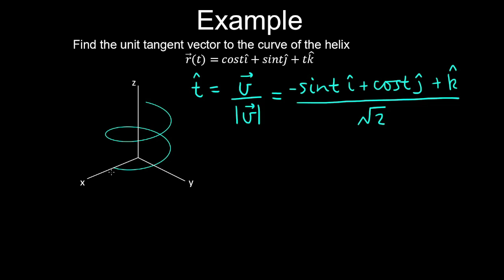So the unit tangent vector is always tangent to the curve and has the same length, being the unit length of 1. If we draw it here, it'll look something like this. And somewhere here, it'll look something like this.